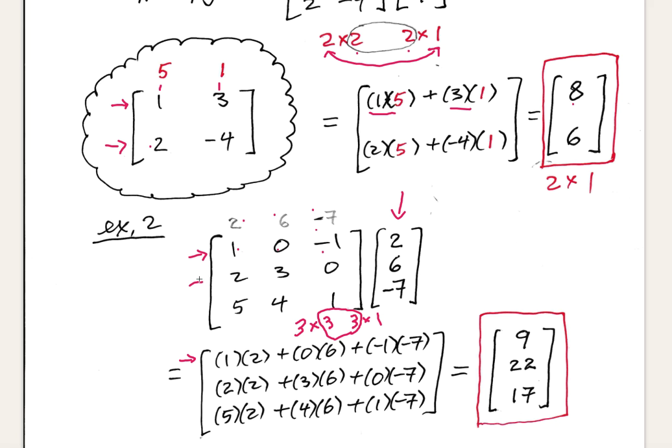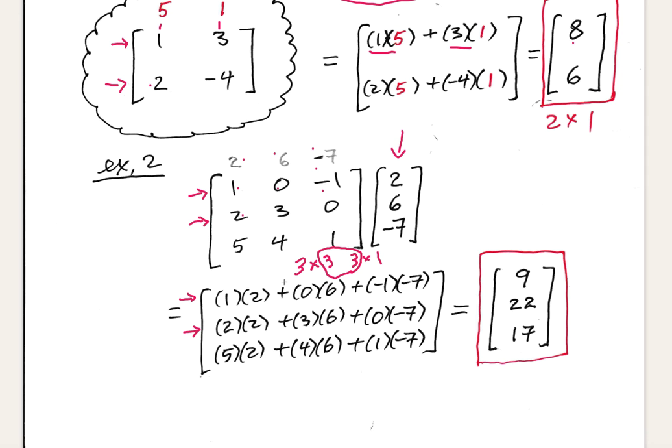Let's go to the second row. Don't leave until you're done with all the rows here. So it's going to be 2 times 2 plus 3 times 6 plus 0 times negative 7. Again, I've written that there. And then finally with the third row, take the product of corresponding entries with the numbers floating on top here, right? 5 times 2 plus 4 times 6 plus 1 times negative 7. Again, all written there. In the beginning you might like to write these out for yourself.